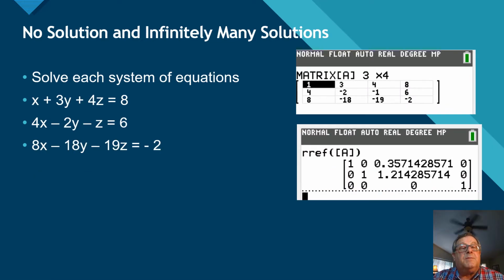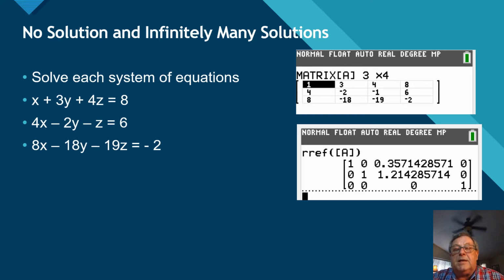All right, so here we got a system of x plus 3y plus 4z equals 8, 4x minus 2y minus z equals 6, and 8x minus 18y minus 19z equals negative 2. And you can see again, I have entered that into my matrix A, which is a 3x4 matrix, 3 equations, 3 variables, 1 column for the constants. And then I end up here with a row that says 0, 0, 0, 1.